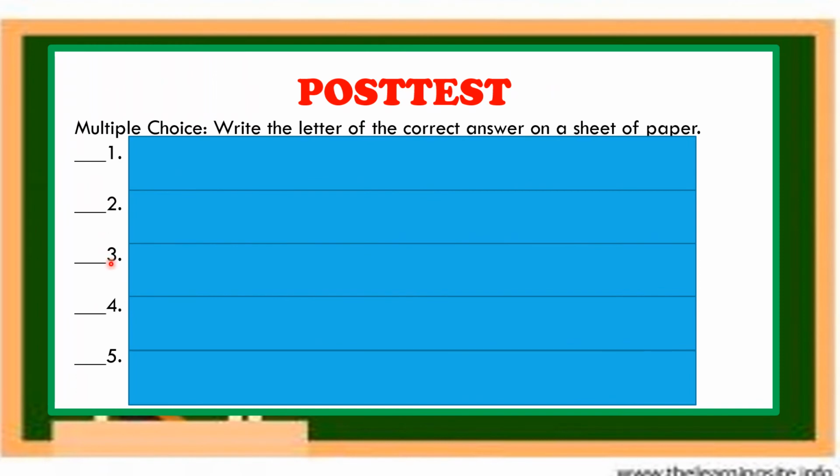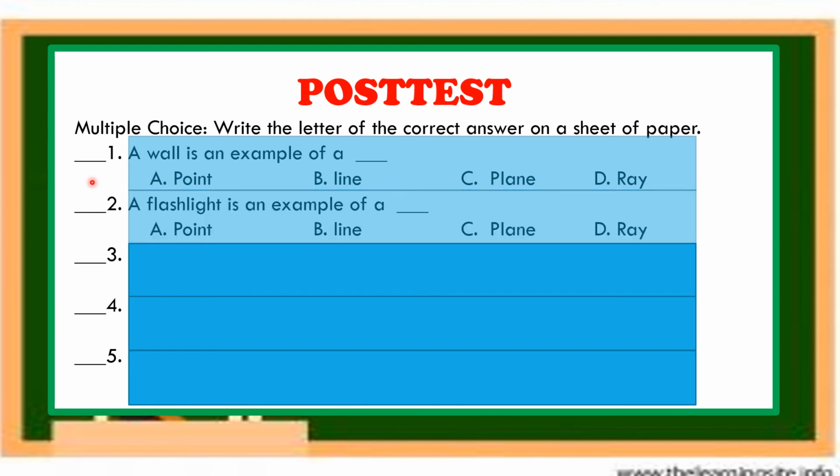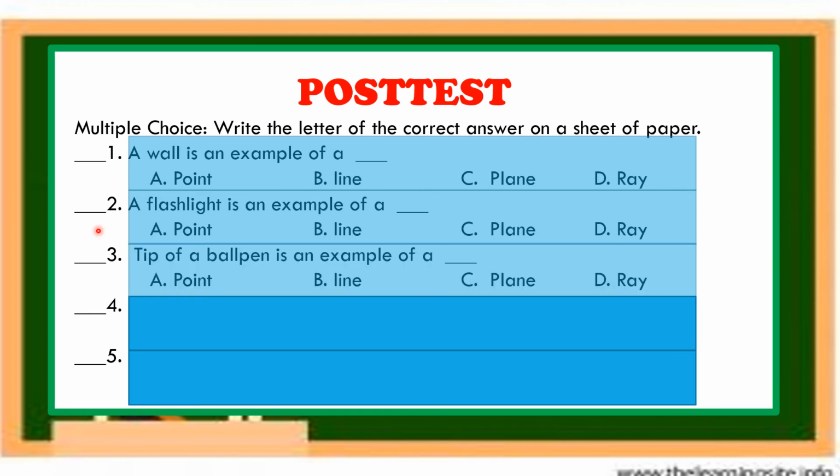We have a post-test, multiple choice. Write the letter of the correct answer on a sheet of paper. Number 1, a wall is an example of a blank. Letter A, point. Letter B, line. Letter C, plane. Letter D, ray. Number 2, a plus line is an example of a blank. Letter A, point. Letter B, line. Letter C, plane. Letter D, ray.